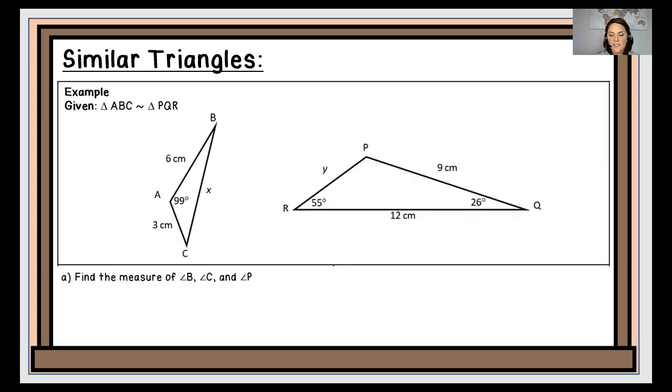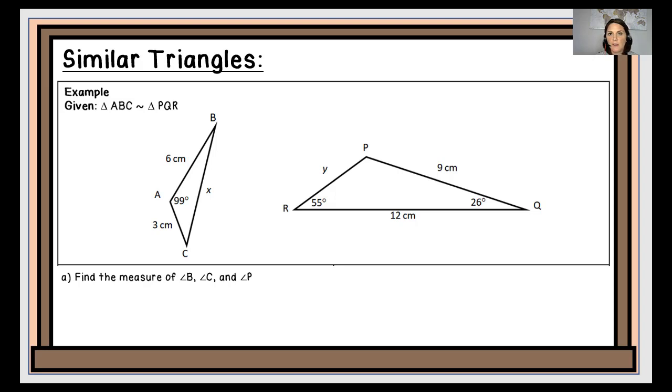Okay, let's take a look at this example here. So we are given that triangle ABC is similar to triangle PQR. So our goal for part A is to find the measure of angle B, angle C, and angle P. If we know that the two triangles are similar, that means we know that corresponding angles are equal. So we need to figure out which angle is corresponding with B, A, and C from the other triangle.